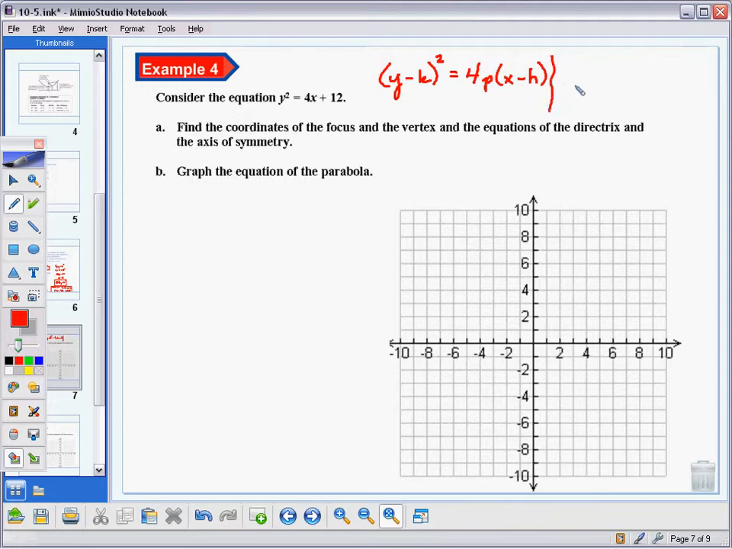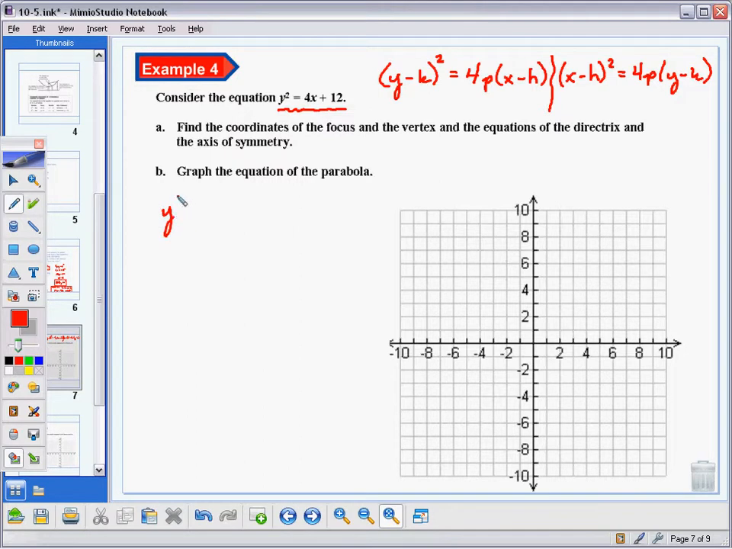The alternate form of this, although we're not using it in this problem, would be for a vertically opening parabola, and we would have (x minus h) squared equals 4 times p times (y minus k). So that's what I want to get this equation to read, in that first of those two formats.